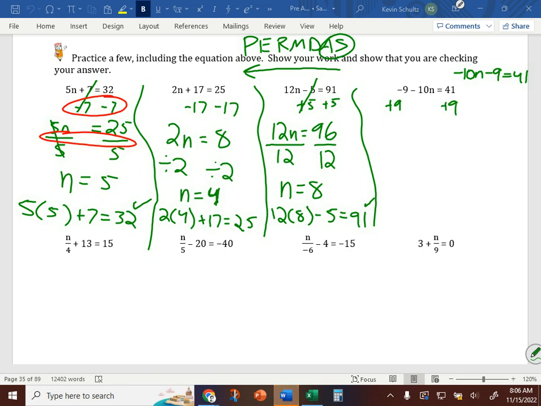because that's the opposite of a negative 9. And now be careful here. When we add 9 to that left side and cancel this out, because negative 9 plus 9 is 0, what's left on that left side? Be careful.